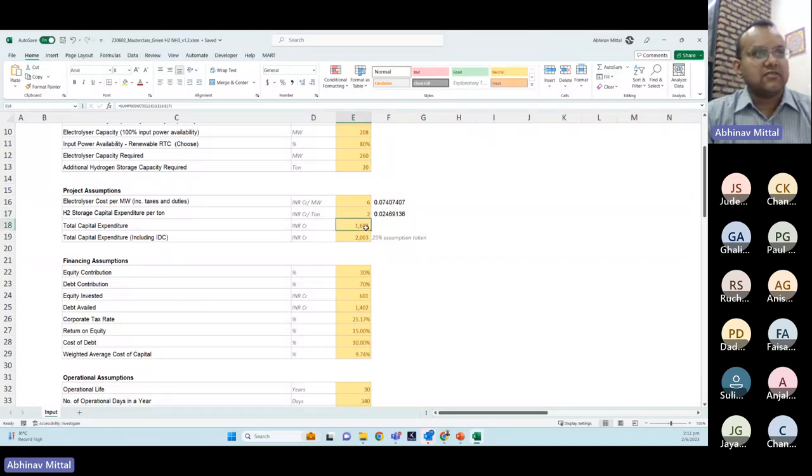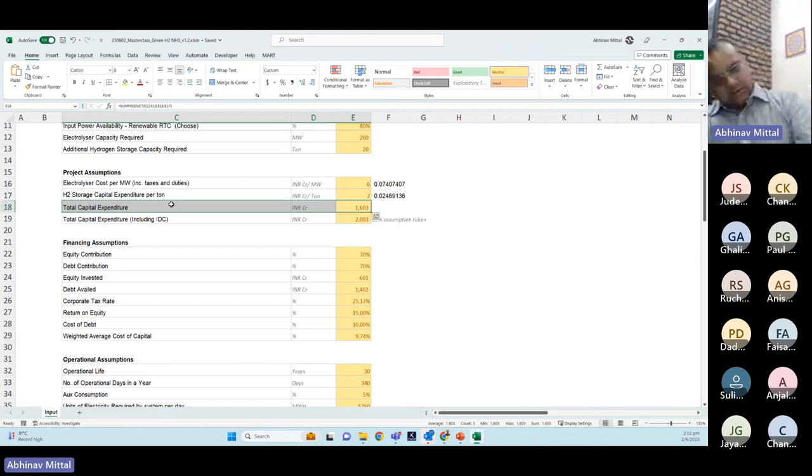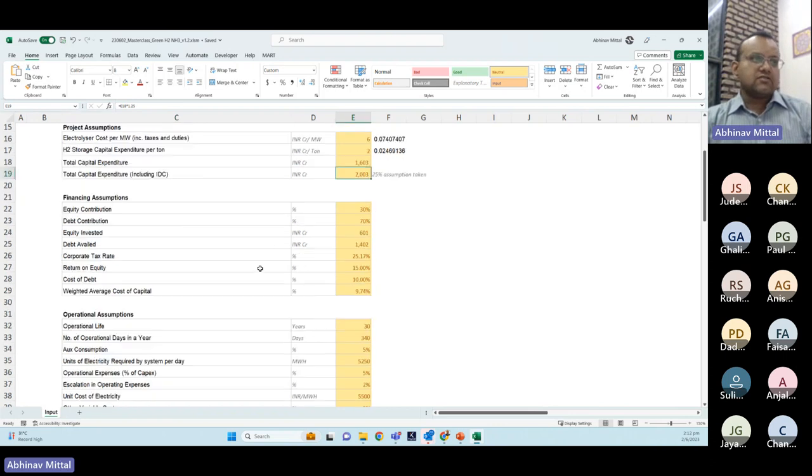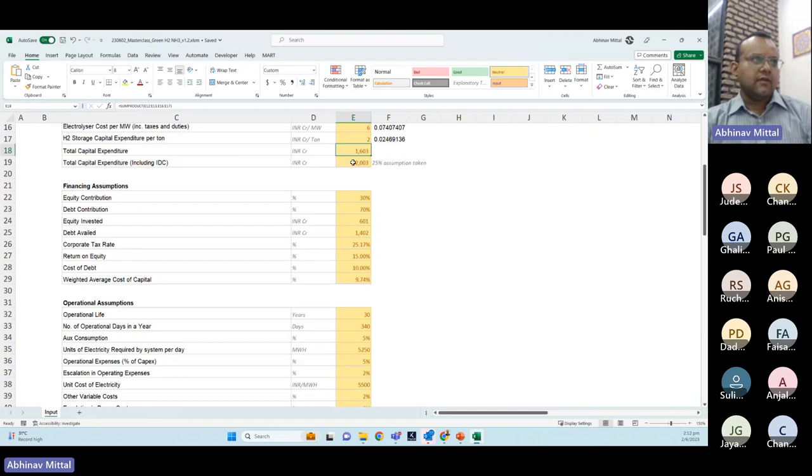And then the total capital expenditure. So this is simply your electrolyzer cost per megawatt times your electrolyzer capacity, plus the storage cost times your total hydrogen capacity. And so this is just your capital expenditure. Now, of course, anyone who is very familiar with project finance, I'm hoping people in the class are, besides CapEx, you have other components to the project cost. So IDC and everything, project development cost, feasibility studies. So I was using a 25% assumption over and above 1603. So that's how this comes in.